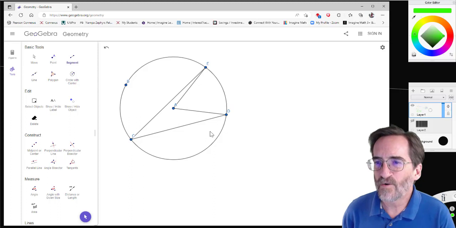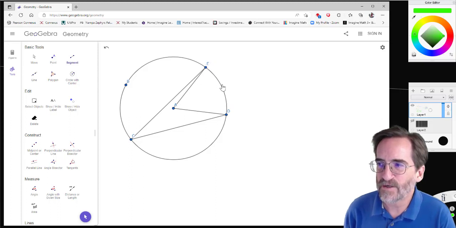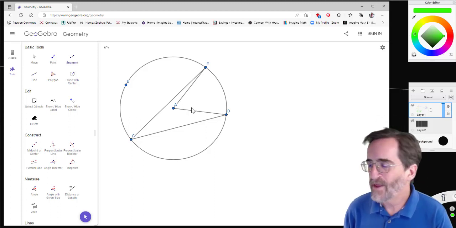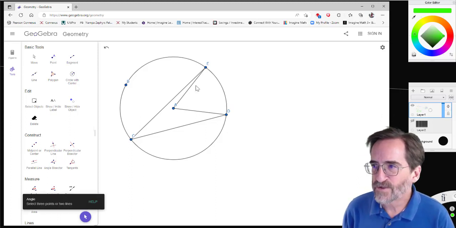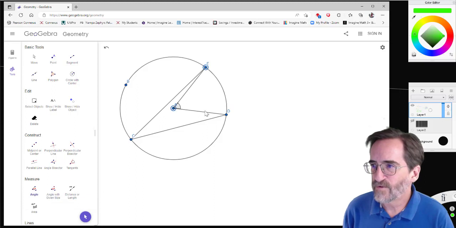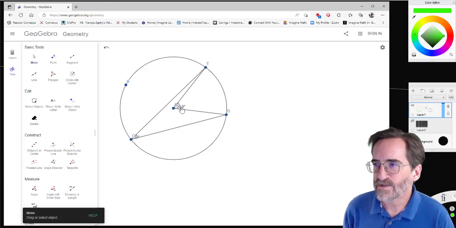Now you may recall we can measure the arc as the measure of the central angle. So the measure of angle A is also the measure of arc ED. The measure of arc ED is the same as the measure of angle A. So let's go ahead and measure some angles. Measure angle A, that's 59.9. And measure angle C, and we get 30. Let's move those so you can see them a little better.